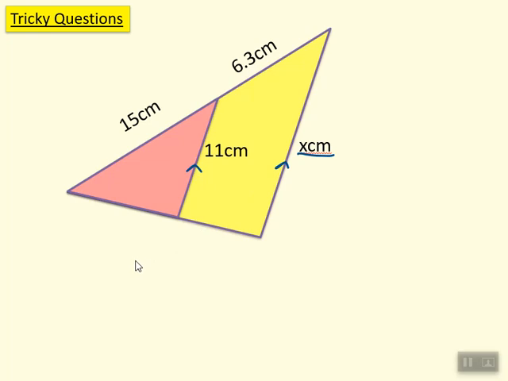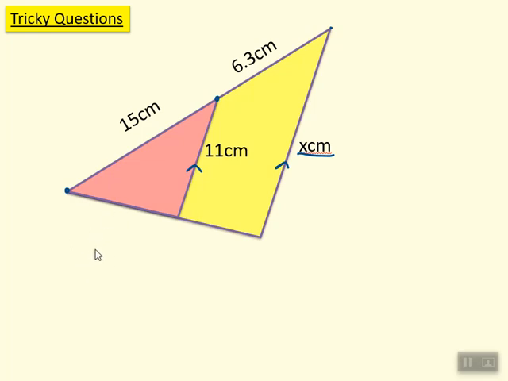Okay, so how do we work out that side x there? And we're told that this center line is 11 centimeters. From here to here is 15, and from here to here is 6.3. Okay, so first of all, let's just double check the angles. Okay, so, all right, what's the best strategy?